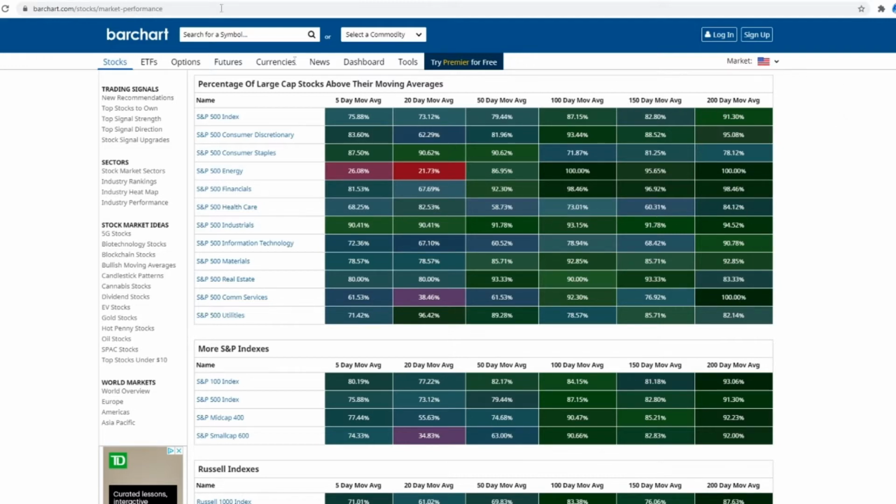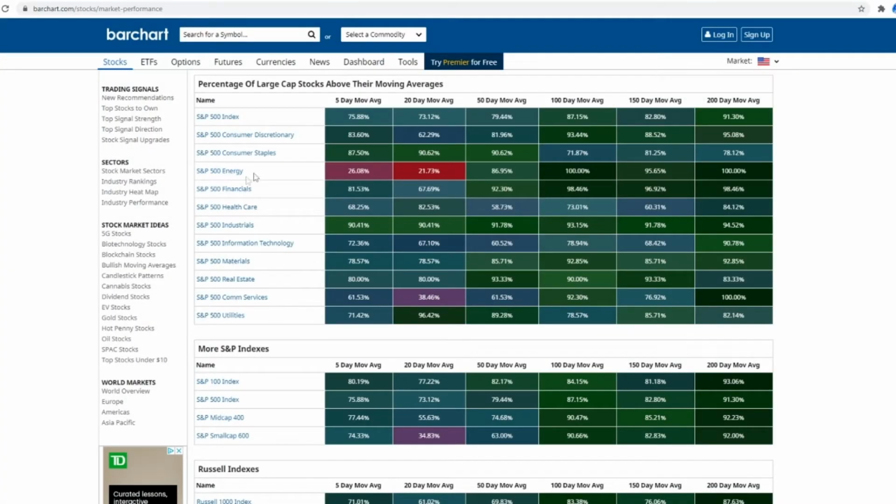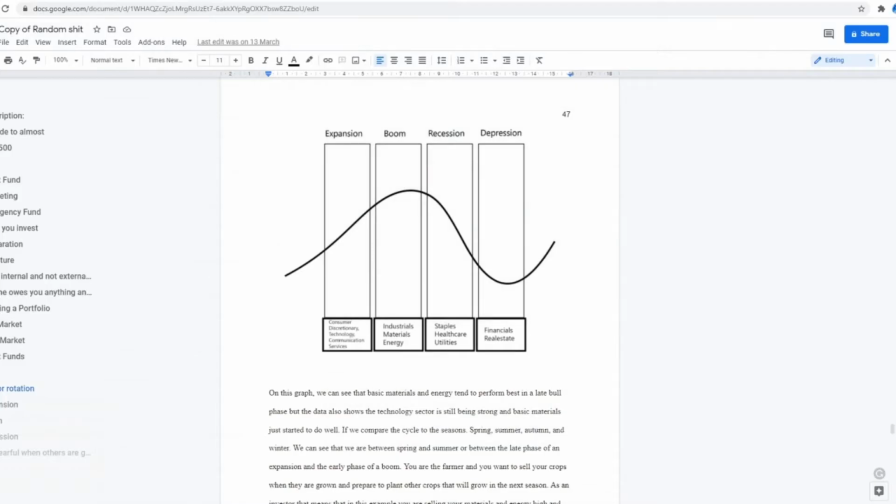Why is that? So let's have a look at why industrials, energy, and materials are performing well, alongside communication services and consumer discretionary, so mainly information technology, the tech sector. Let's look at this graph again. Here we can see that communication services are in the expansion phase, but energy, materials, and industrials, especially industrials and energy, perform really well in the boom phase of the economy.